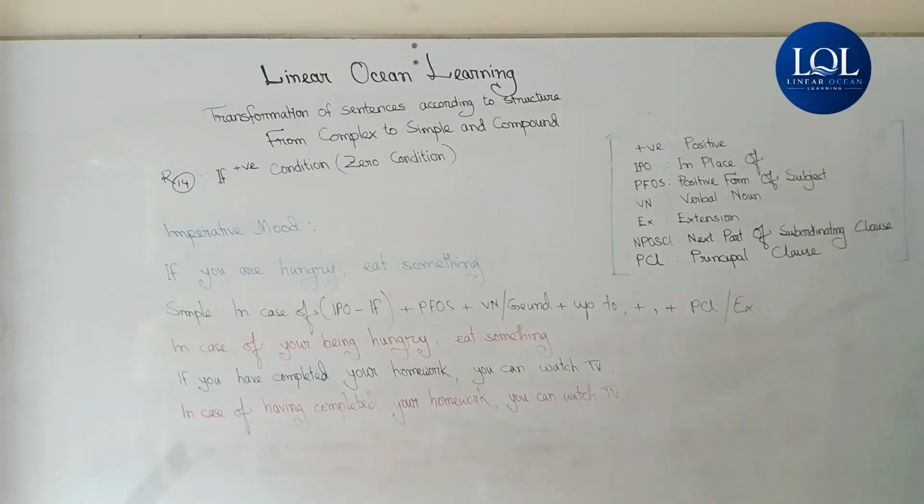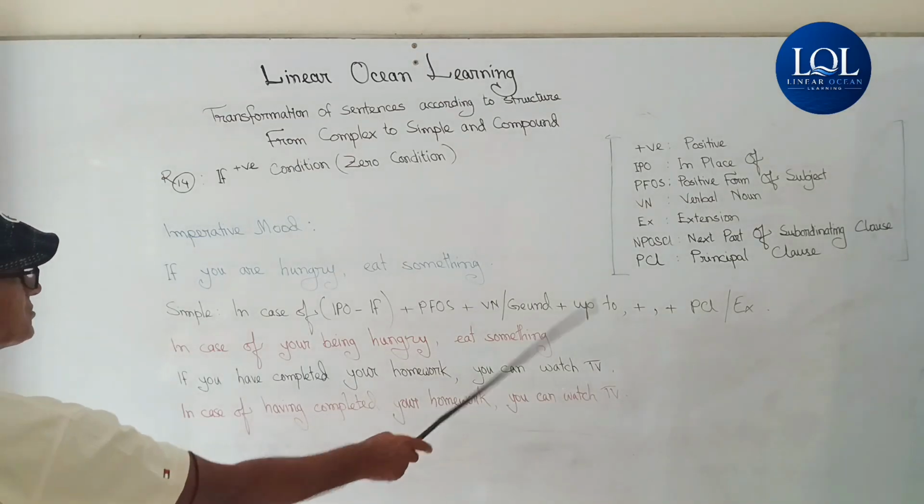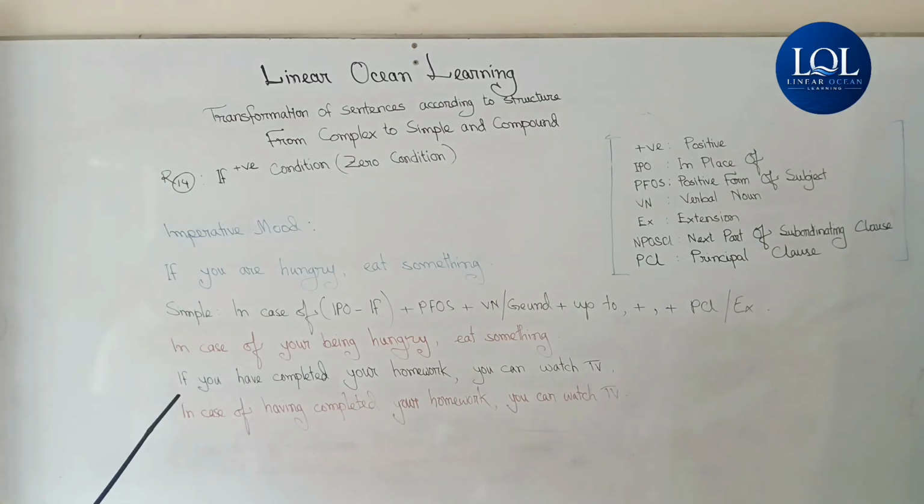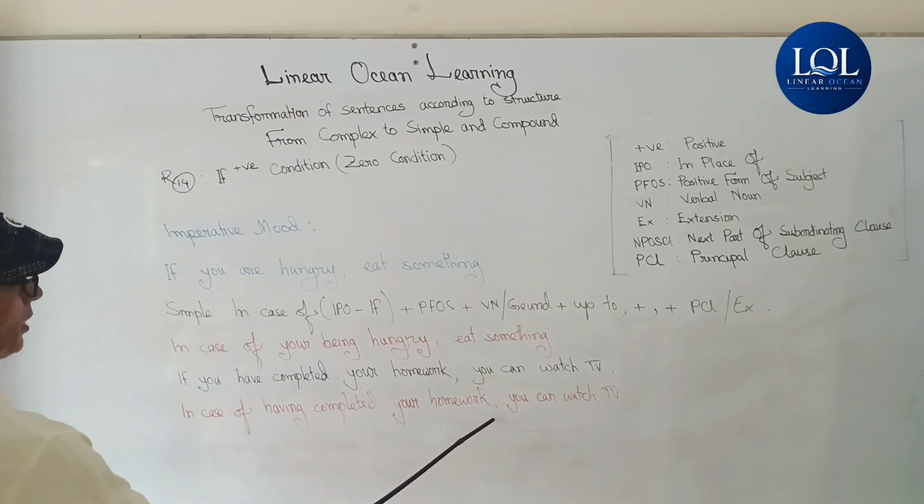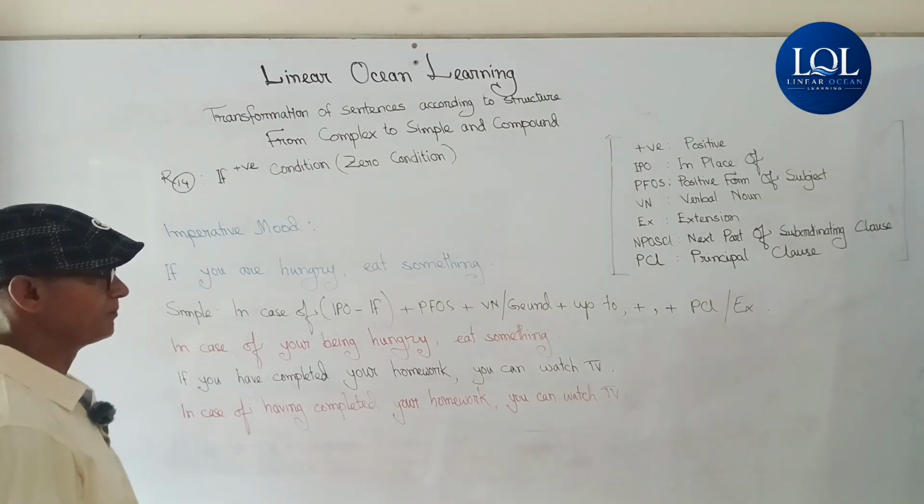Let me give another example. If you have completed your homework, you can watch TV. We have to follow the same structure. In case of having, the verb is have and its gerundial form or verbal noun form is having. Completed your homework, comma, you can watch TV.